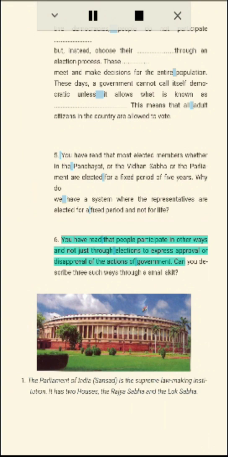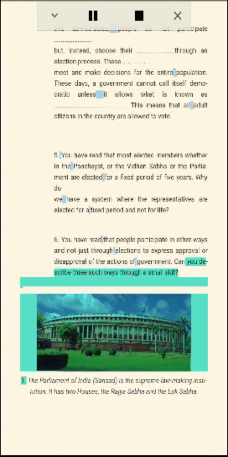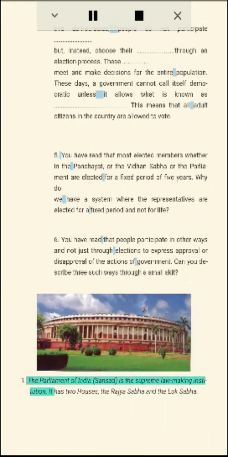6. You have read that people participate in other ways and not just through elections to express approval or disapproval of the actions of government. Can you describe 3 such ways through a small skit?